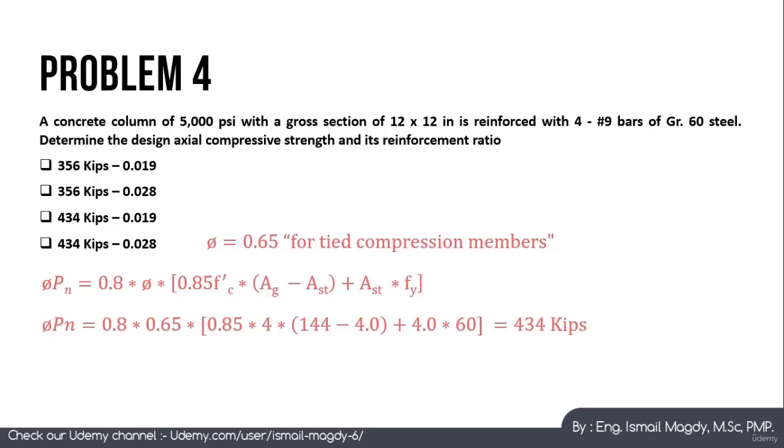All of this plus area steel, which is 4 multiplied by 60, which is the Fy. So this equals 434 kips, and this is the design axial compressive strength for this column.